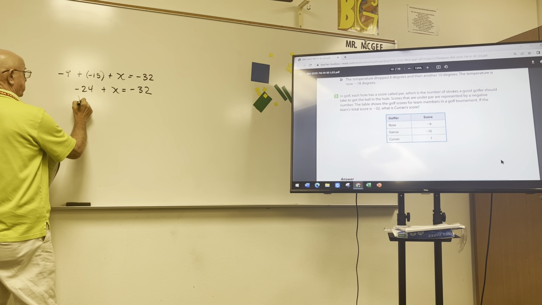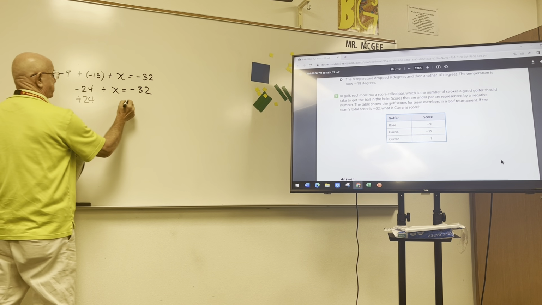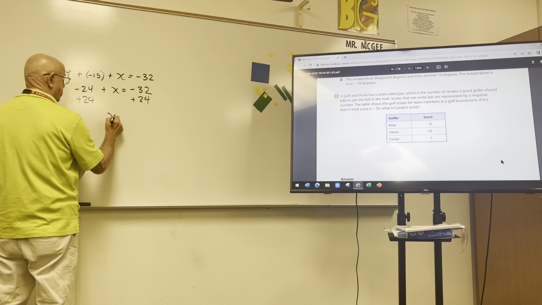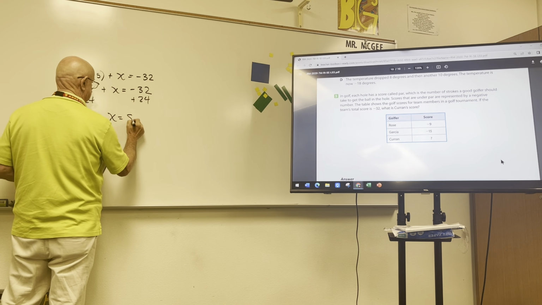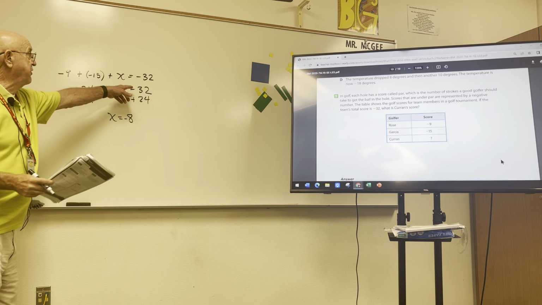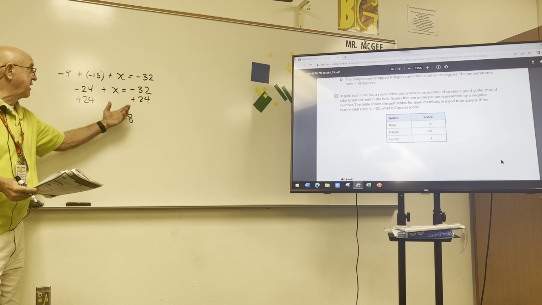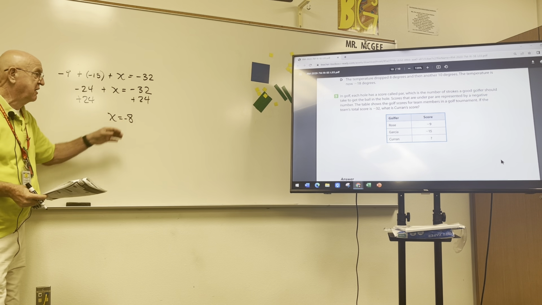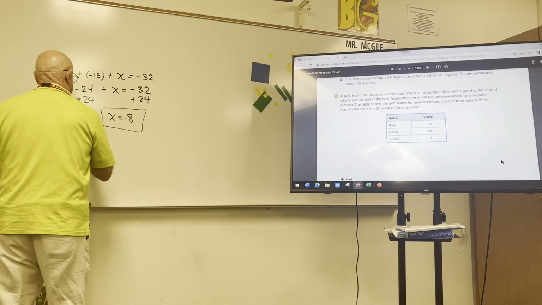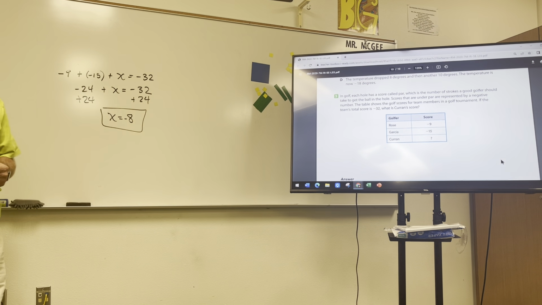Then we're going to take 24 and add it to both sides so we can get the x by itself. And we get that x is going to be 8. So it's going to be a -8 because the 32 has a higher absolute value than 24, so x is equal to -8, and that's our answer. Kieran shot a -8.